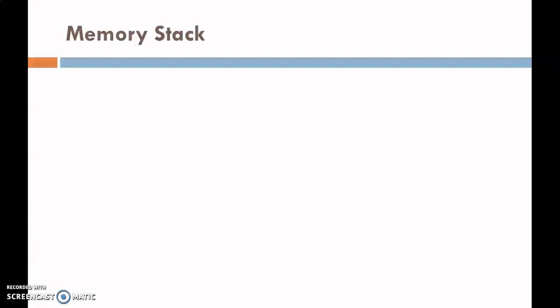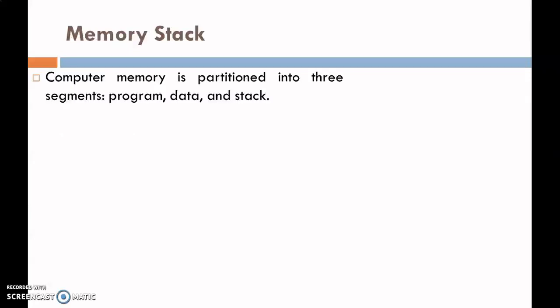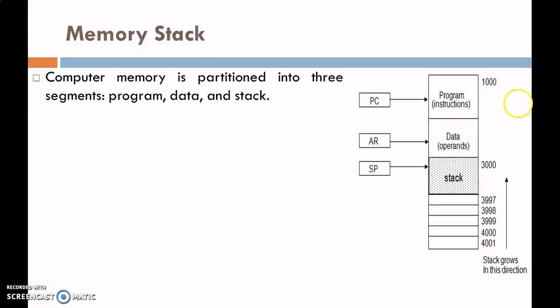Now the next topic is memory stack. In the memory stack, the computer's memory is partitioned into three segments: program, data, and stack. This diagram shows that my memory is divided into three parts. Programs are a set of instructions; the main set of instructions is stored in this part. The second part is data, operands, which are values used by the programs. And the third part is the stack, which is used to store temporary data.